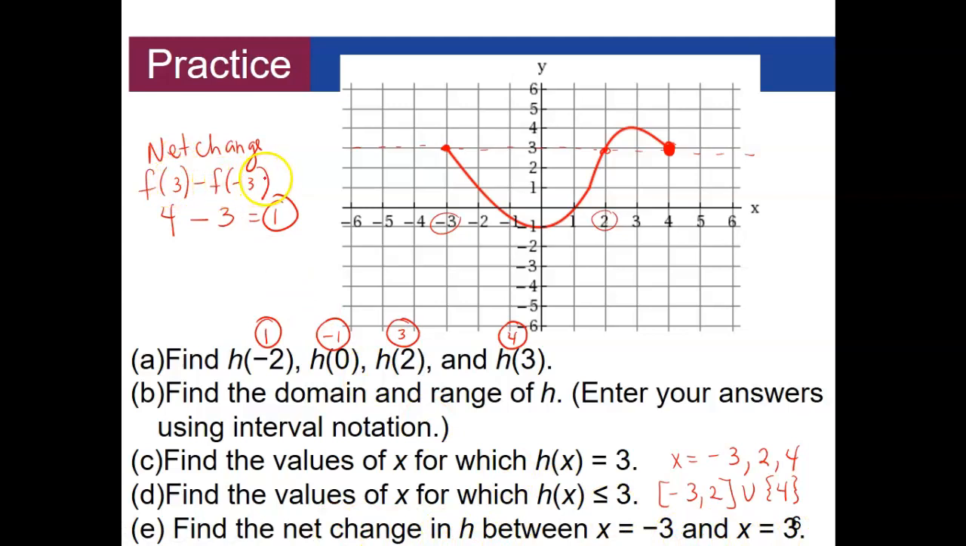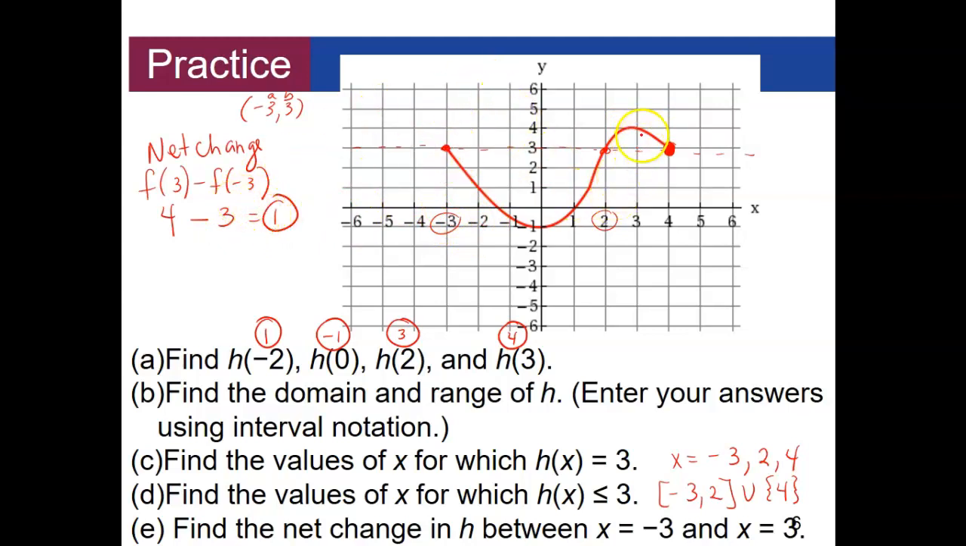Okay, for the net change between negative 3 and 3, net change is f of b minus f of a. So we were looking at the interval from negative 3 to 3. So this would be my a and my b. So f of 3 is 4. If I go up here, it's 4. f of negative 3 is 3. So my net change is 1.